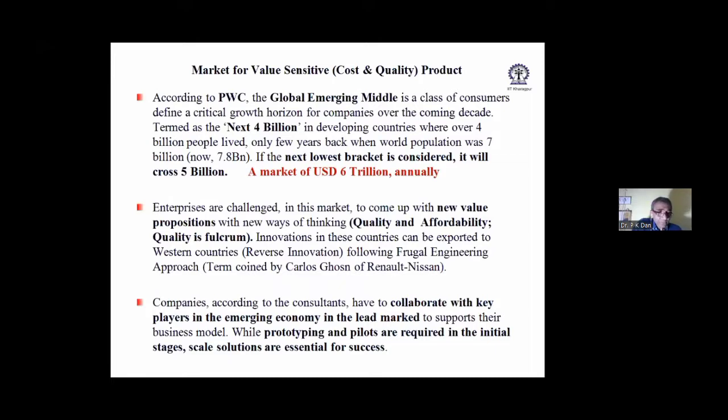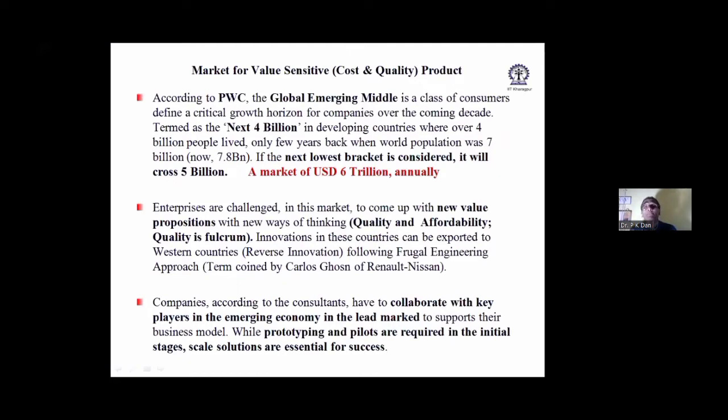Now, I can give you an example of the GE electrocardiogram. That's a great example, which was actually developed in India, and now it is also sold in the Western countries. So that's an example of reverse innovation. If anyone is attempting to build a startup or entrepreneurship, this is one area where affordability can be a focus, and one can target to build products like that, and there will be a great market.